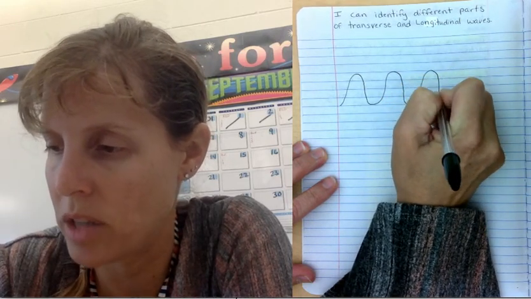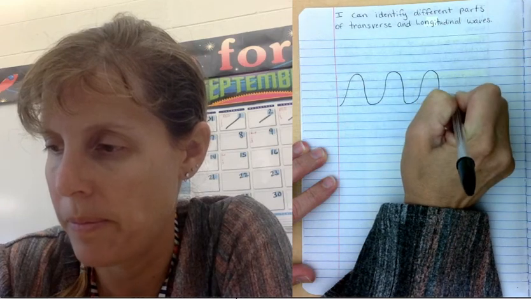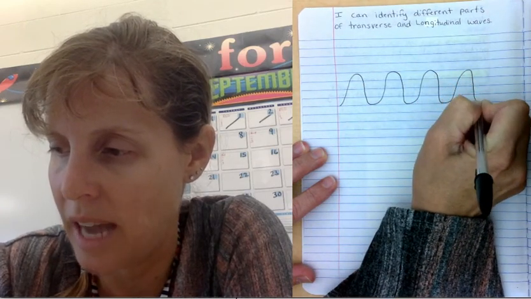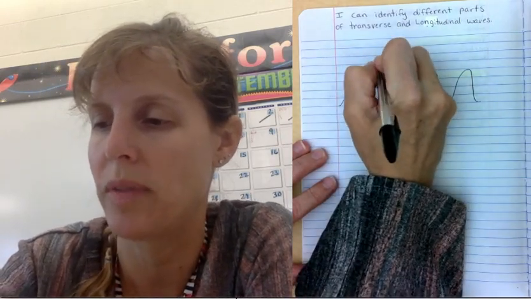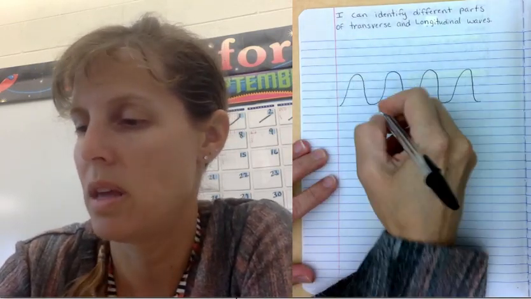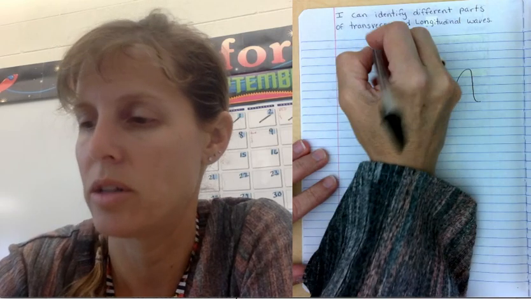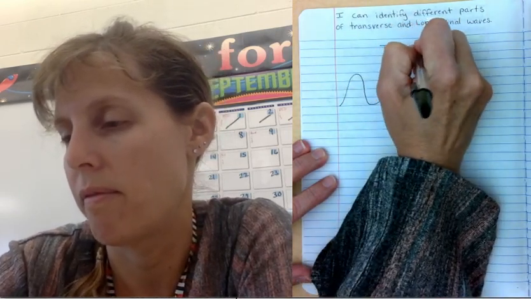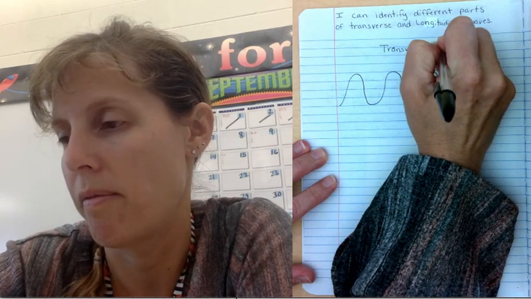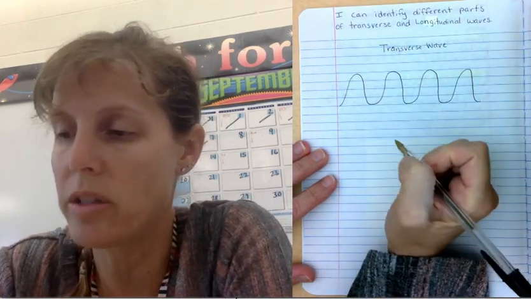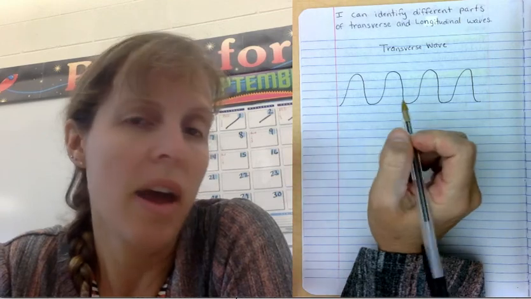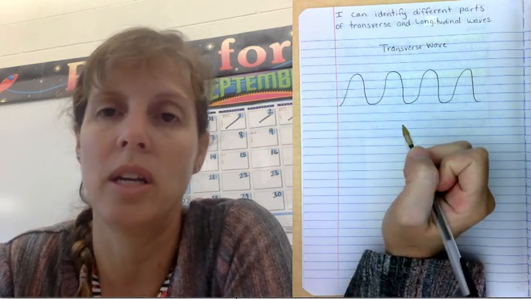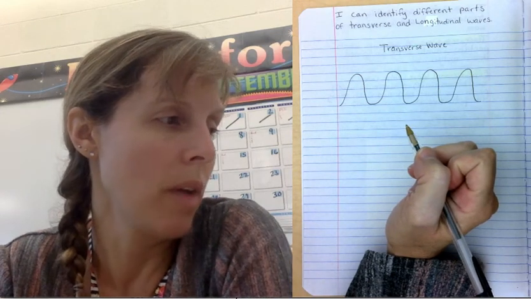So this is a transverse wave, okay? And if life was perfect, they'd all be exactly the same, right? So this is a transverse wave. I'm going to label it right here, transverse wave. There are parts to this transverse wave that scientists need to use when they're talking about waves and how energy gets passed from one point to another.